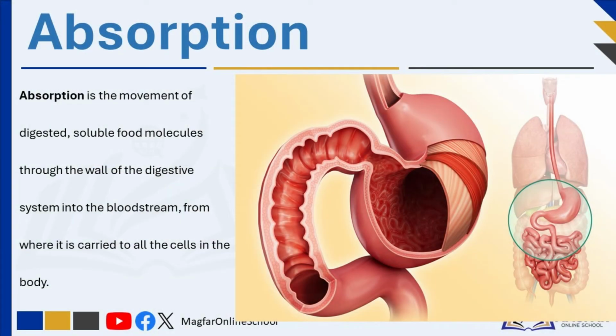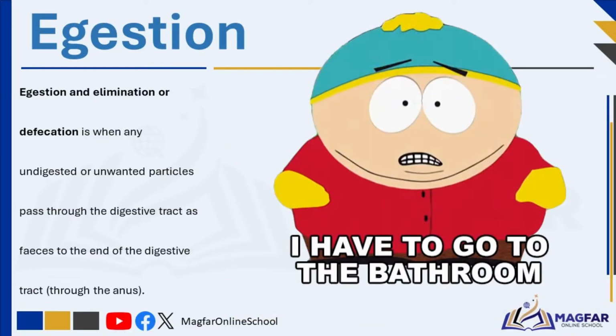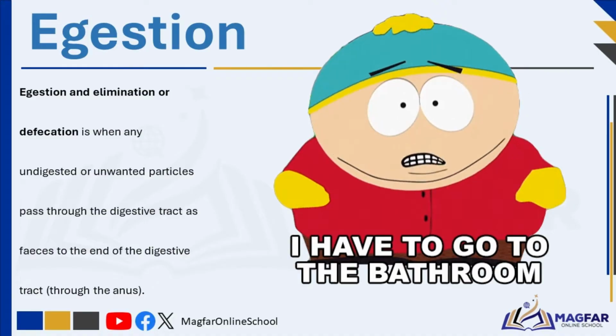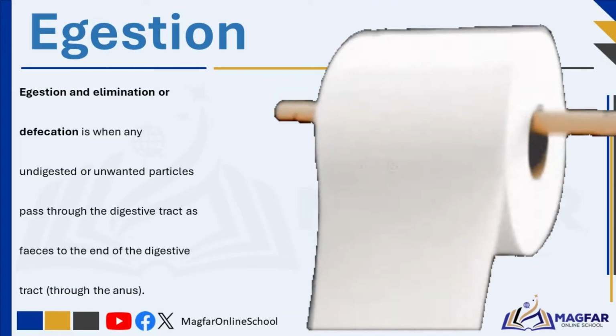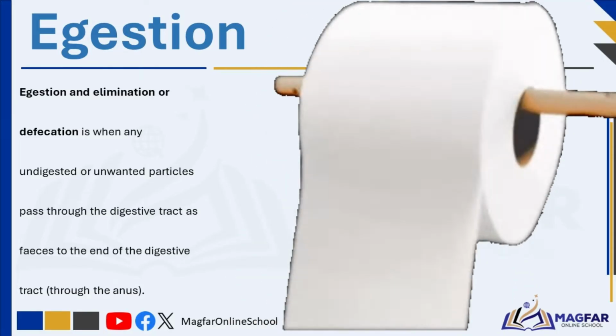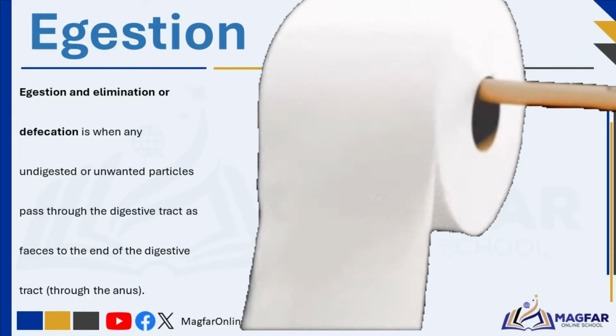Absorption is the movement of digested, soluble food molecules through the wall of the digestive system into the bloodstream, from where it is carried to all the cells in the body. Egestion, or elimination or defecation, is when any undigested or unwanted particles pass through the digestive tract as feces to the end of the digestive tract, through the anus.